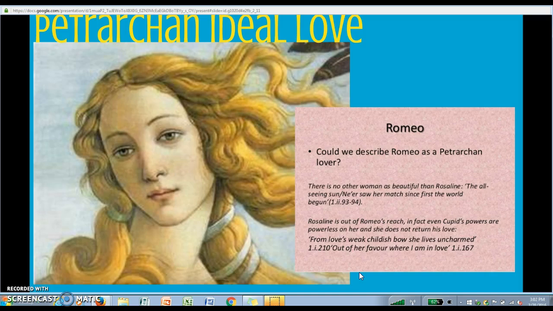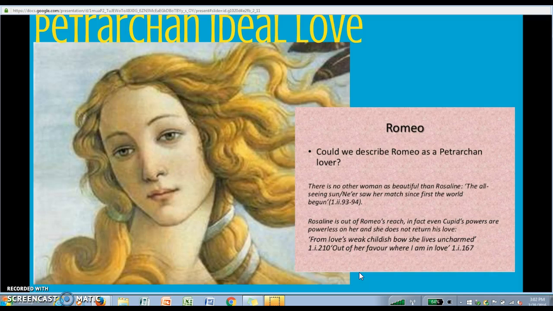And so, for instance, in Romeo and Juliet, we see a great deal of this, where Romeo might say, "There is no other woman as beautiful as Rosalind. The all-seeing sun never saw her match since first the world begun." So Rosalind is out of Romeo's reach. In fact, even Cupid's powers are powerless in her, and she does not return his love. So, with this example, we see that Romeo is perceiving his love as essentially perfect.